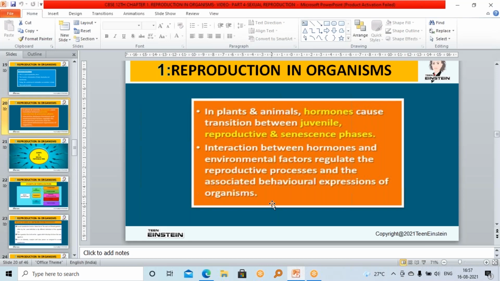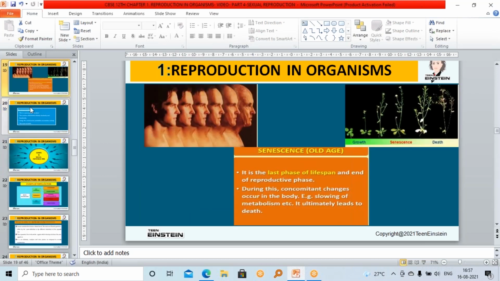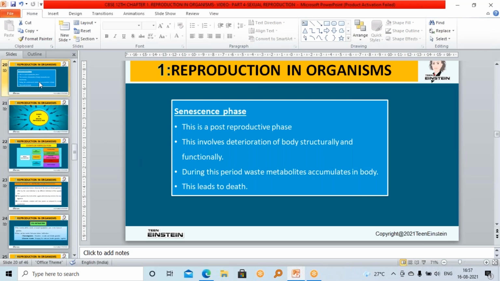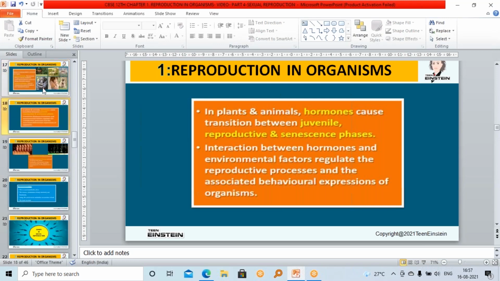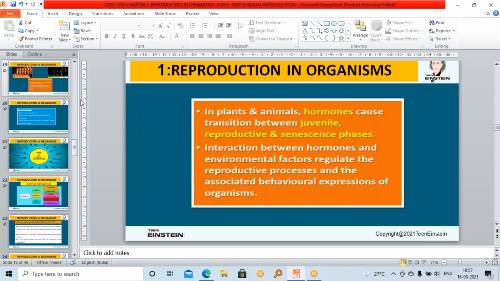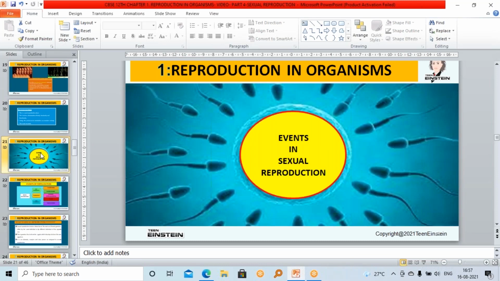Is it clear? Up to this, is it clear? I think it's clear up to this. Next, we are moving to events in sexual reproduction. If I start this now, I cannot complete it. So events in sexual reproduction, we'll discuss in the next class. Up to this, all the technical terms I have used, is everything clear to you? Is it clear? You want me to repeat anything?